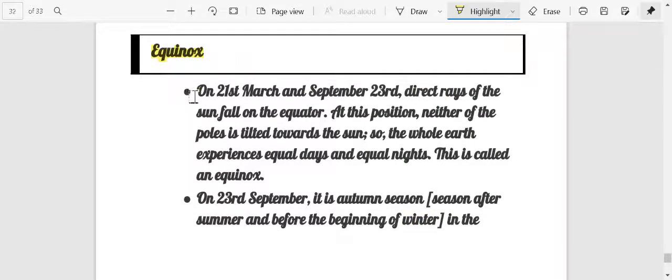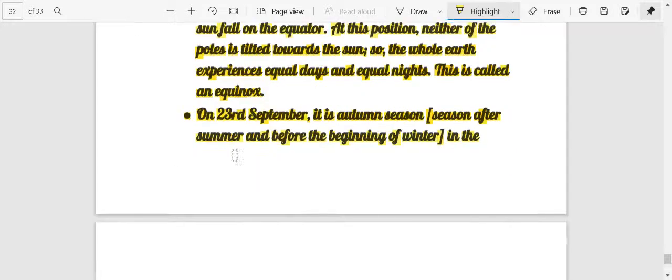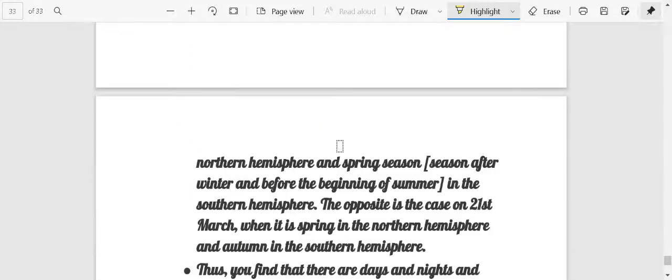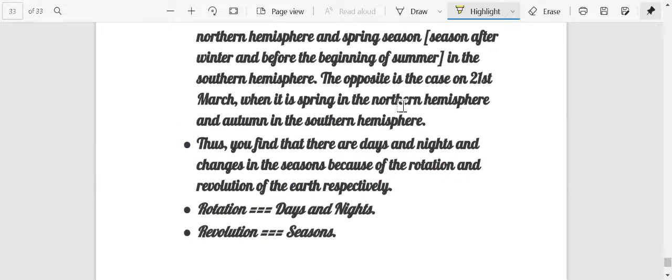And equinox on 21st March and September 23rd, the direct rays of the sun fall on the equator. In this position, neither of the poles is tilted toward the sun, so the whole Earth experiences equal days and equal nights, almost equal days and equal nights. For example, 12 hours and 1 minute day, and 11 hours and 59 minutes night. So there's a gap of 1 minute, but it's almost the same.